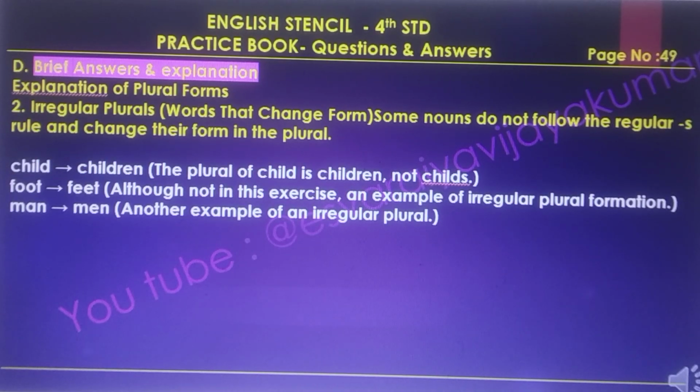And irregular plural forms, words that change forms. Some nouns do not follow the regular rules and change their forms in the plural. Child, children. The plural of child is children, not child's. Foot, feet. Man, men. These are examples of irregular plural formations. Another example of an irregular plural.